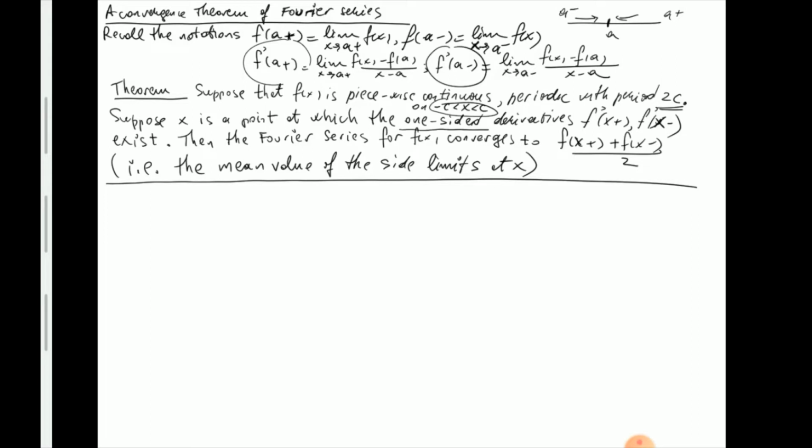That's an additional condition for the convergence. That's the difference between what we had before. Now we also require that the one-sided derivatives exist. And in that case, the Fourier series will converge to the mean value of the sided limits. Most of the time, this mean value is just f of x. Let's actually illustrate quickly here.